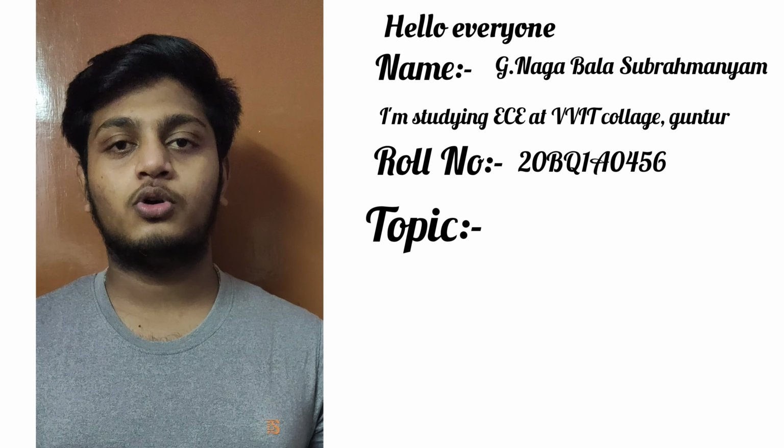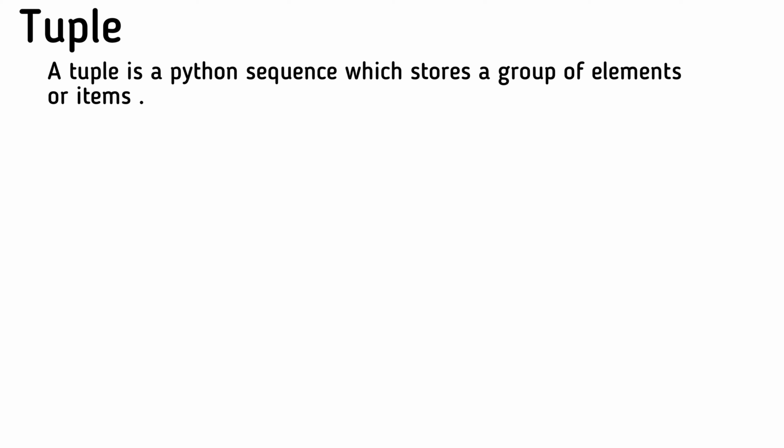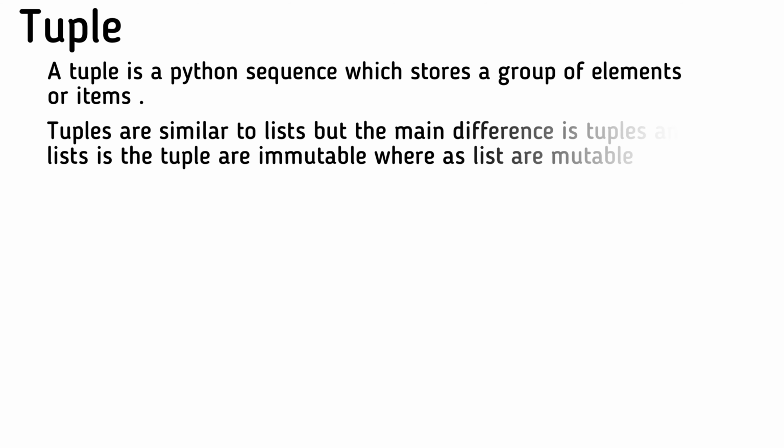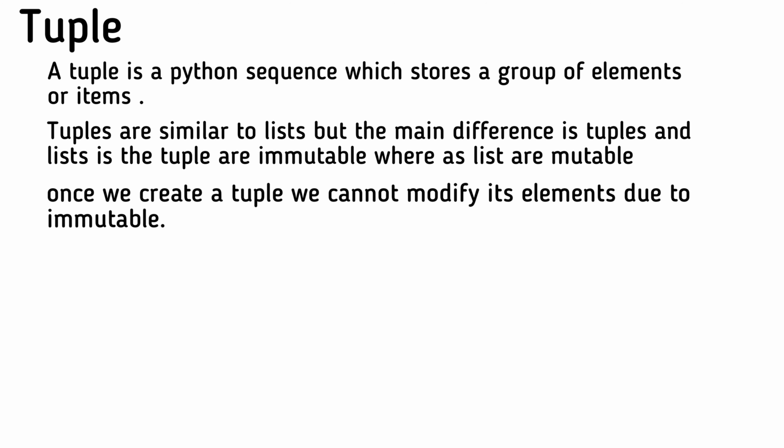Today our topic is about tuple. A tuple is a Python sequence which stores a group of elements or items. Tuples are similar to lists, but the main difference between tuple and list is that tuples are immutable, whereas lists are mutable. Once we create a tuple, we cannot modify it.